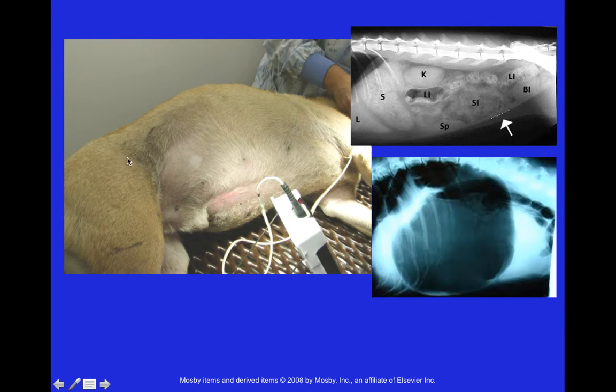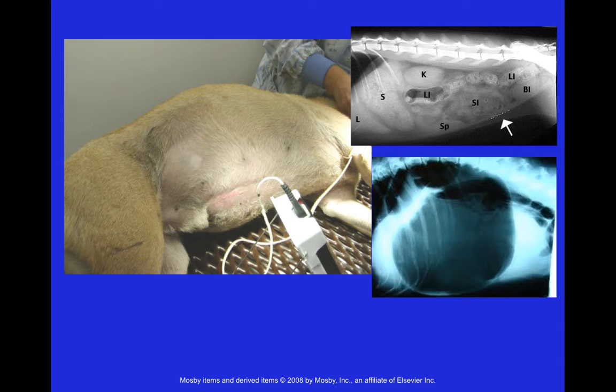This is your fairly typical bloat, but don't stick by that. Don't only assume that they have to look extremely bloated in order to be a gastric dilatation volvulus. I had a dog in a while ago, probably like 6 months ago at this time. It was a giant Great Dane with classic signs of a GDV.